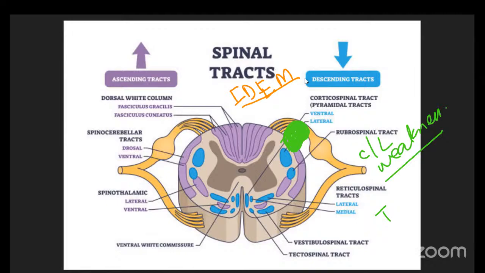It's contralateral weakness, right? Ipsilateral, ma'am, because the fibers cross in the medulla oblongata. So if you have a problem in the spinal cord, there will be ipsilateral weakness, ma'am. Oh, yes, I think I have missed that one. Please excuse me for that.